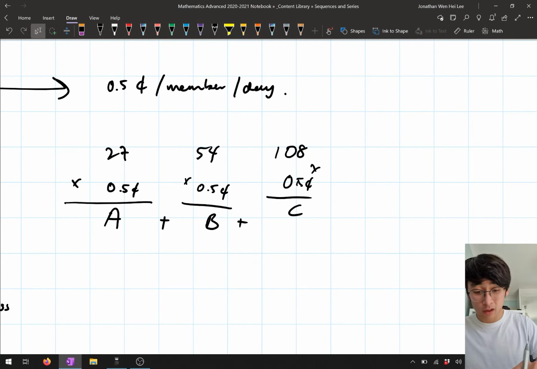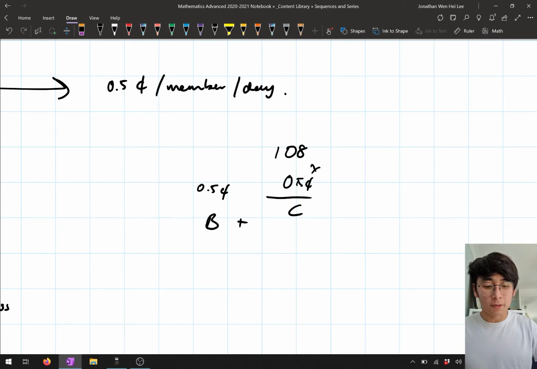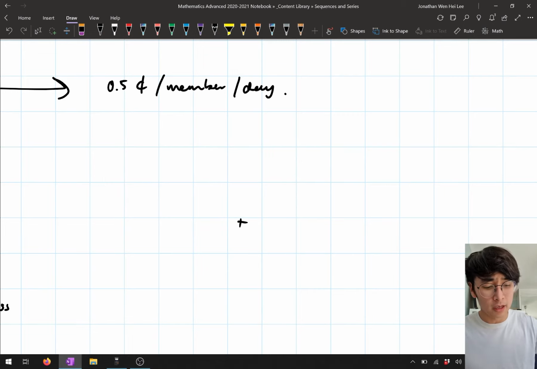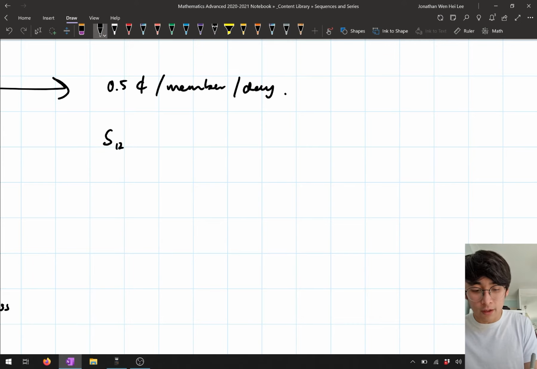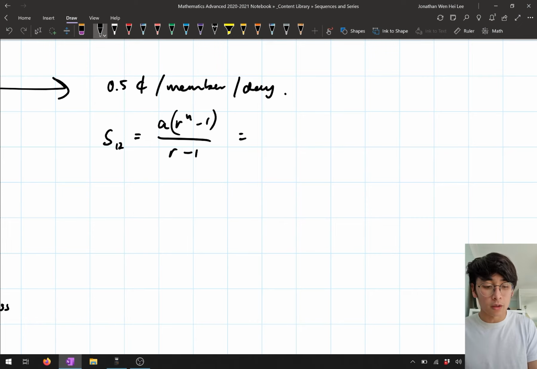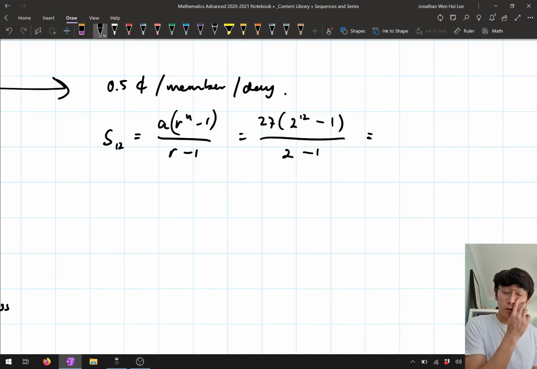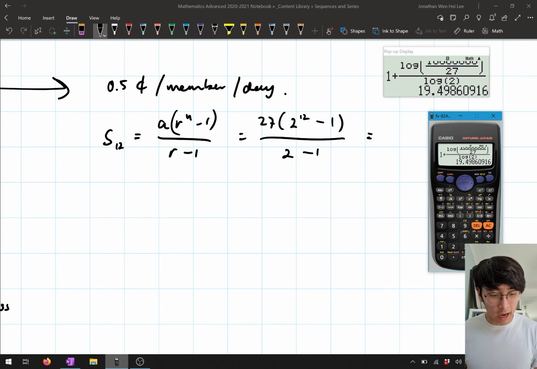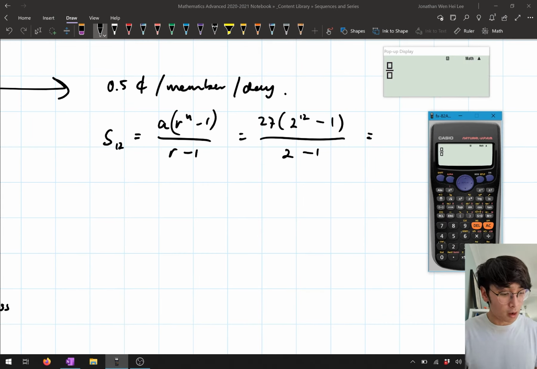So what I'm going to do for this question is find out how many members were there on the website altogether for the sum of the first 12 days, for the total number of members. So here I'm going to go S12 is equal to A(R^N minus 1) over R minus 1. The starting term was 27. The common ratio was 2, it's for 12 days, and we're subtracting 1 over 2 minus 1, the common ratio minus 1. When we put this in our calculator, at the bottom it just becomes 1, so we don't need to worry about that.